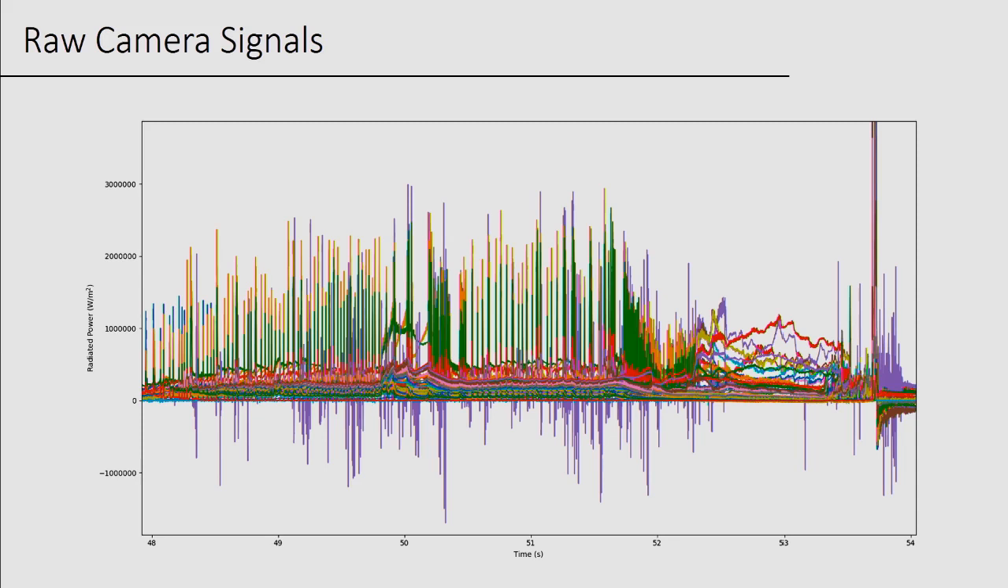So our idea, why don't we feed these signals to a recurrent neural network and ask the recurrent neural network to predict if a disruption is going to occur?